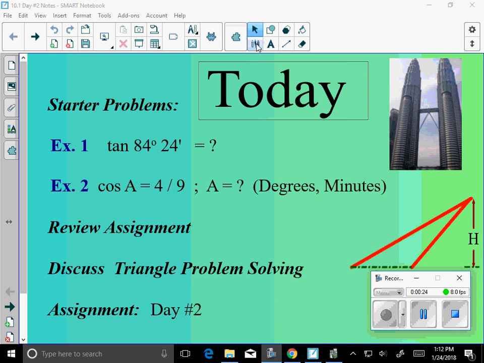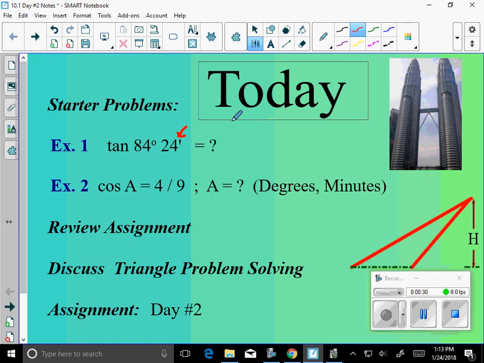This symbol right here is a seconds symbol, that little apostrophe. Okay, I should just stand up and write because it'll be easier. But this right here, this angle, 84 degrees 24 minutes, this is minutes, is 84 degrees and then a little bit more. Okay, why would we do that?